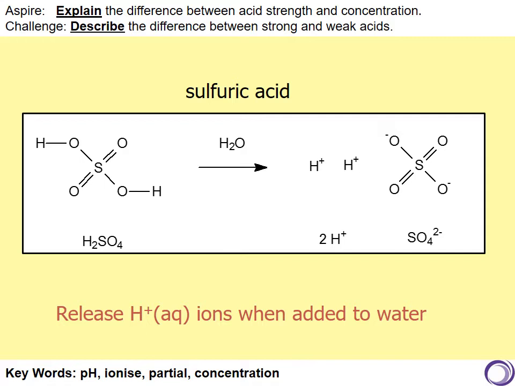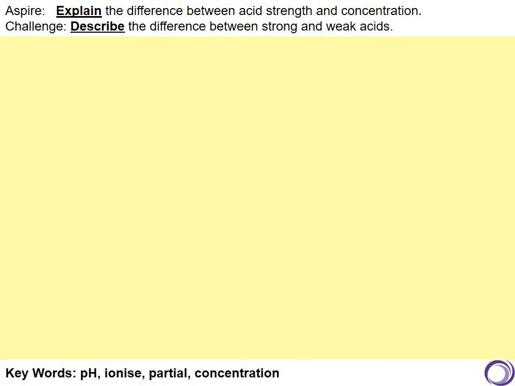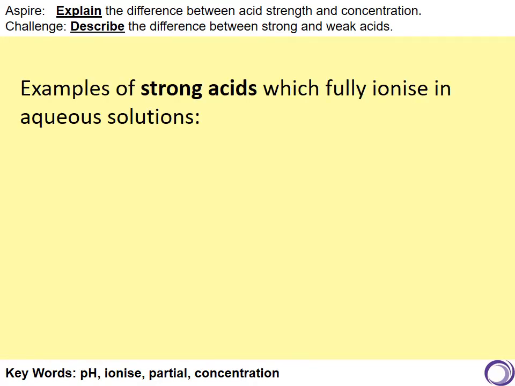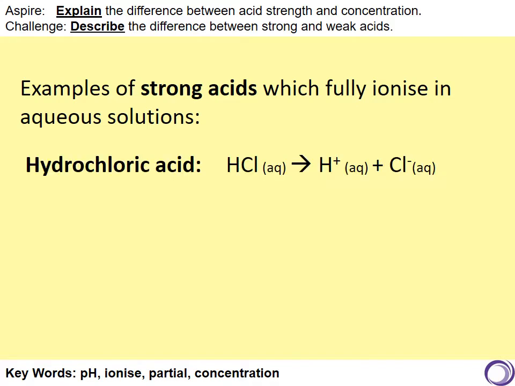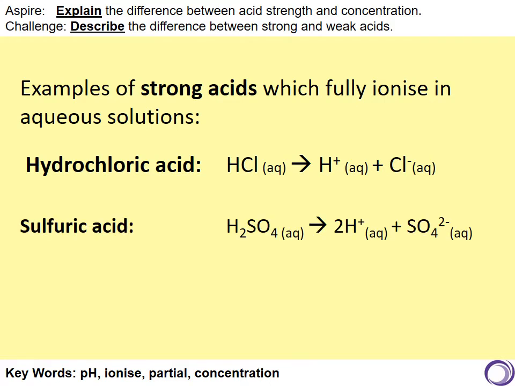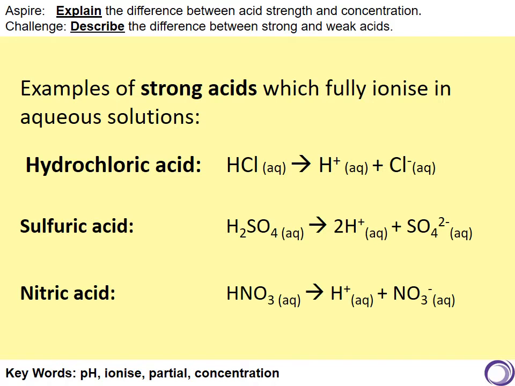And if we look at that pictorially, then a sulfuric acid molecule, once you put it in water, will dissociate to produce those two H pluses that you can see on the right hand side and the sulfate ion. So just go through the examples of strong acids that you are expected to know. They are hydrochloric acid, HCl, sulfuric acid, H2SO4, and nitric acid, HNO3.